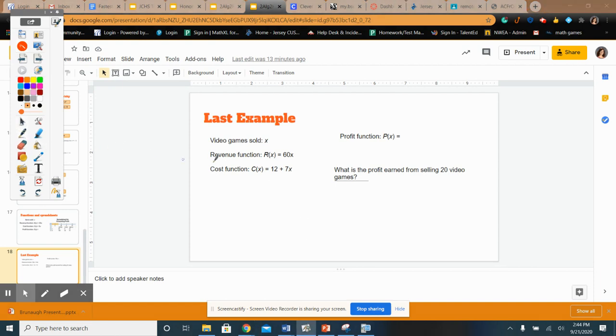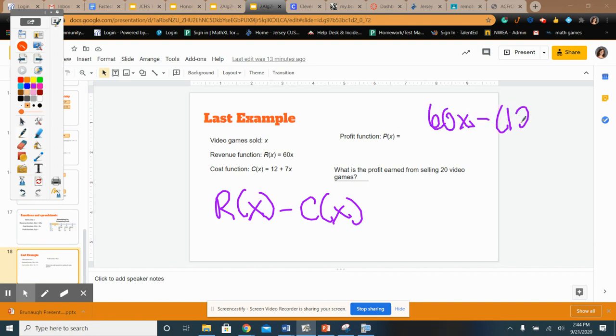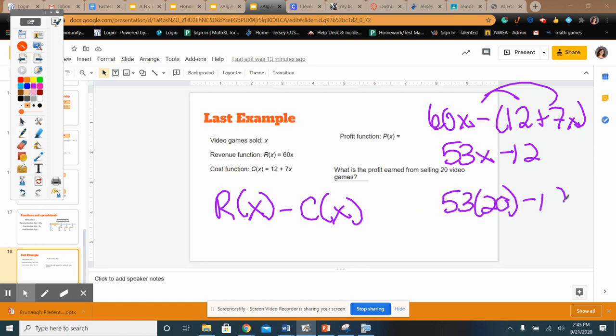Okay, so this one, video games sold is X, the revenue is this, the cost is this. What would the profit be? It'll be R of X minus C of X. You will subtract them. So it'll be 60x minus, in parentheses, 12 plus 7x, distribute. So that will be what? 53x minus 12. What would the profit be from selling 20 video games? You can take 53 times 20 minus 12, and you'll get $1,048. Okay, so that was a lot today.